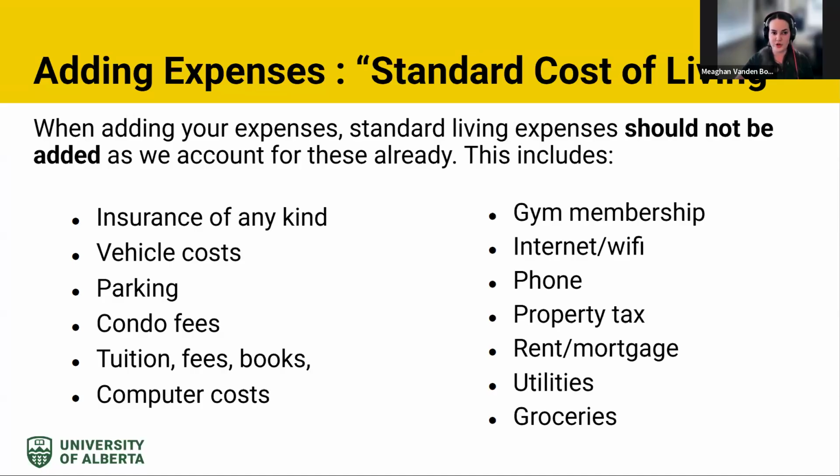So these are things that should not be added to the application. They are all included in this one monthly amount that we put onto your application. So anything to do with your vehicle, property tax, rent, mortgage, condo fees, utilities, phone bills, grocery bills, none of that needs to be included on the application. So you don't have to start scrounging up all of your old utility bills or anything like that for this application.